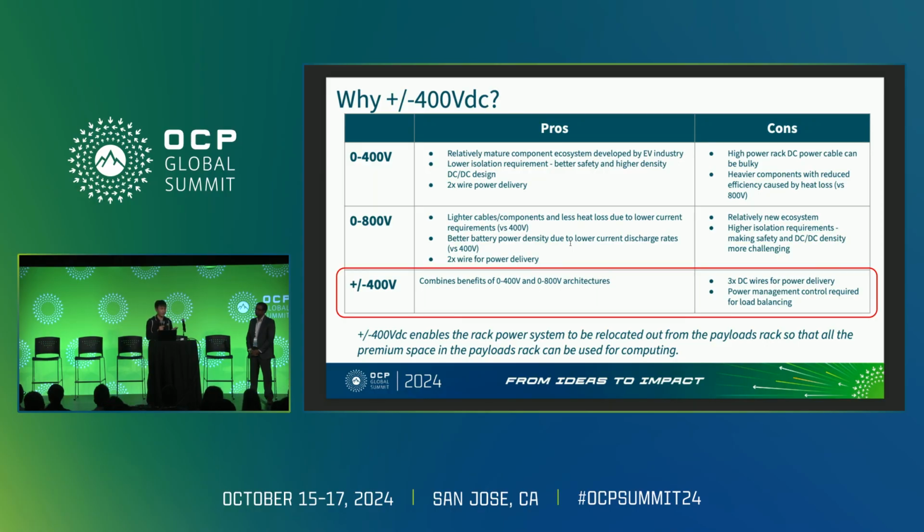And then plus minus 400 volt actually marries the benefits of the 400 volt ecosystem. And also it can deliver equivalent 800 volts performance. Of course, with the plus minus 400 volts, we need 3 conductors. But at this high voltage, maybe it's not a big problem to have 1 more conductor.